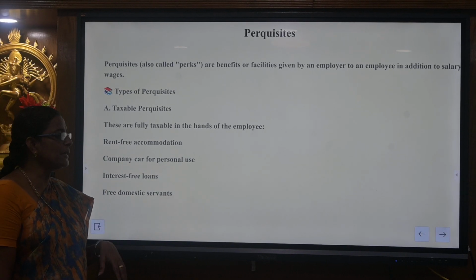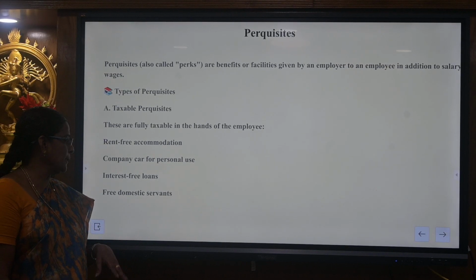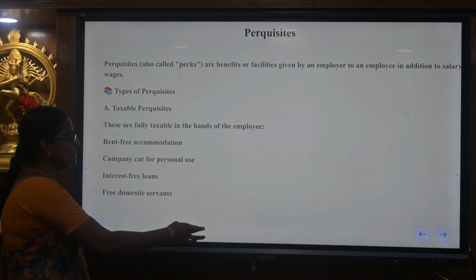The next one is company car used for personal purposes, which is fully taxable in the hands of the employee. And interest-free loans, if anything has been taken by the employee, are also taxable.